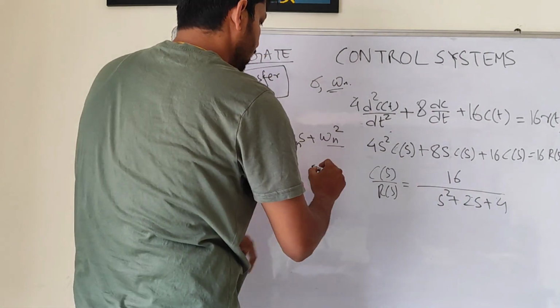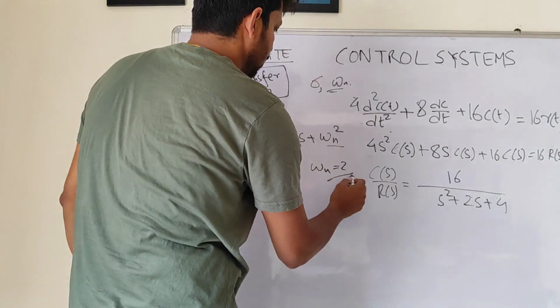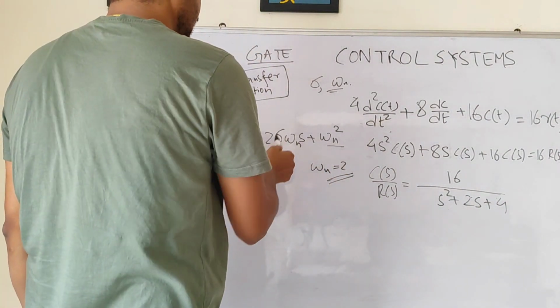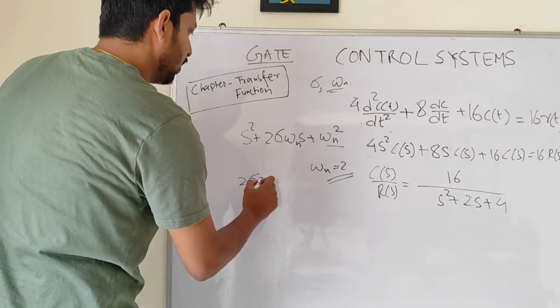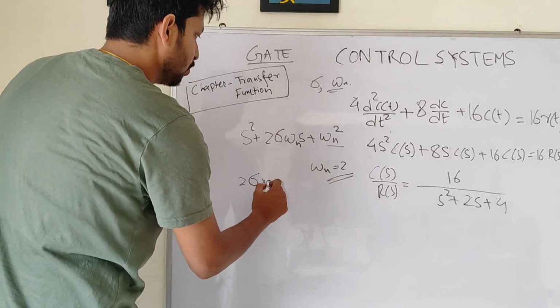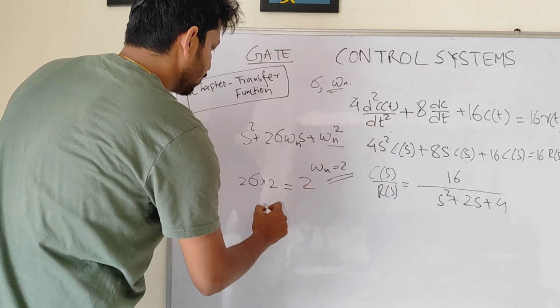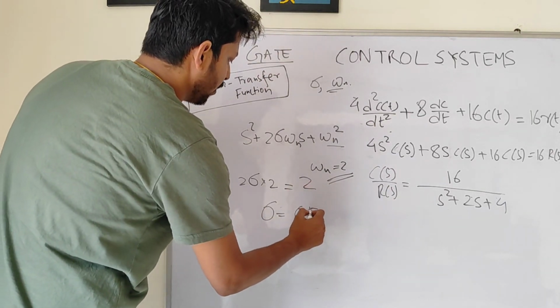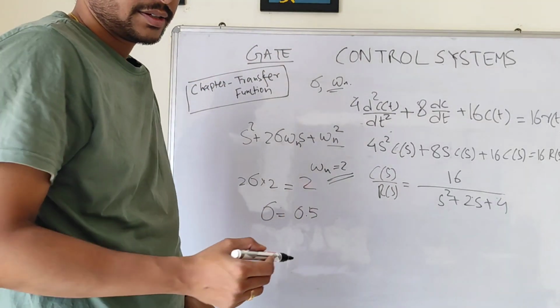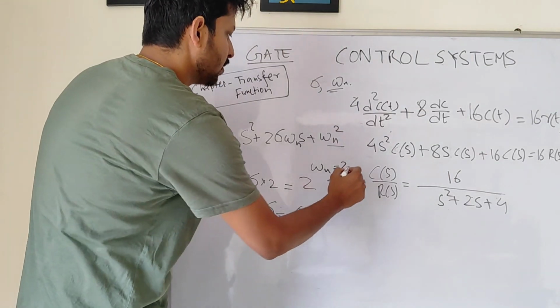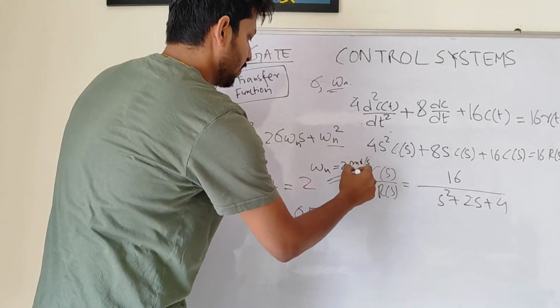So what is omega n? That is 2. So this we know. Now we need to find sigma. So 2 sigma into omega n, now we know omega n is 2, is equal to 2. So basically sigma has to be 0.5. Okay, so this is 0.5, and omega n is 2 radian per second. That's the answer.